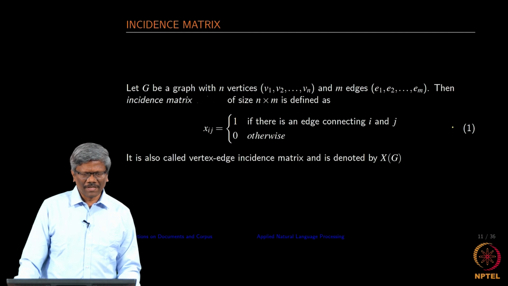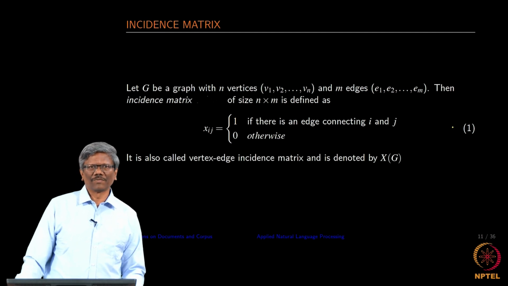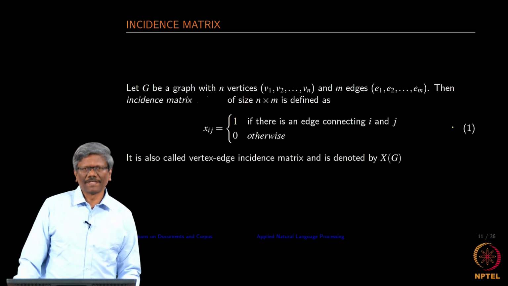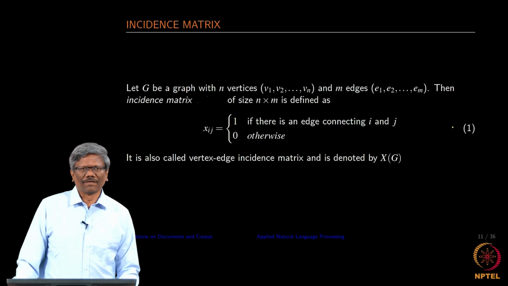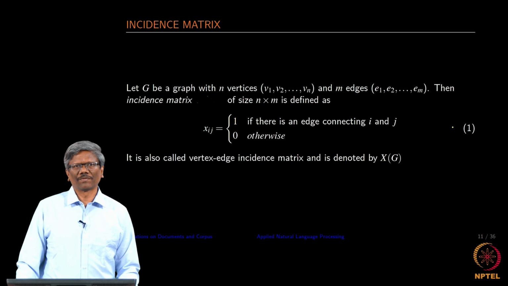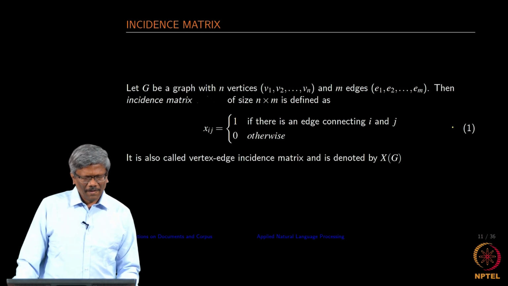So, the first one is going to be the incident matrix. I am going to give a little bit of theory first before we go into the details of what an incident matrix means with respect to a corpus. I am going to read out what is there in the slide right now.